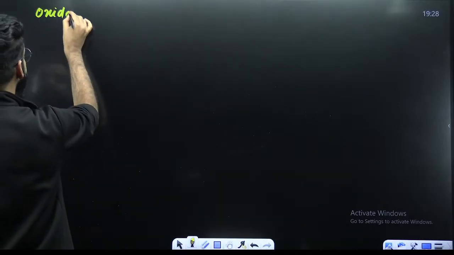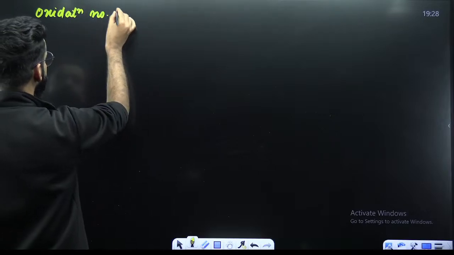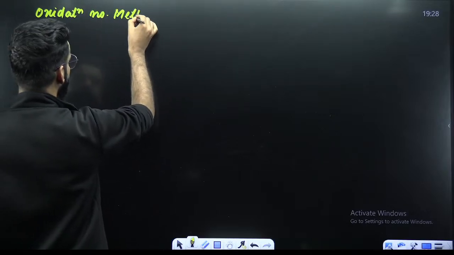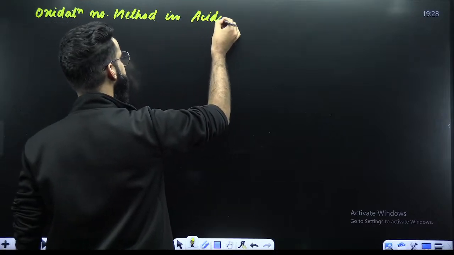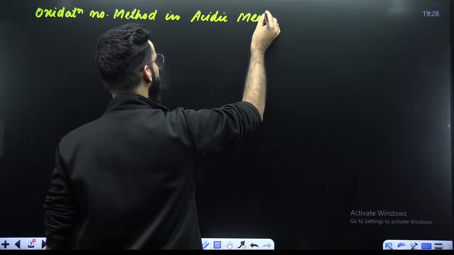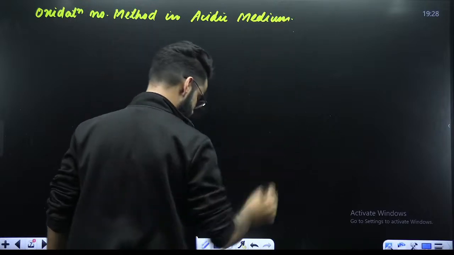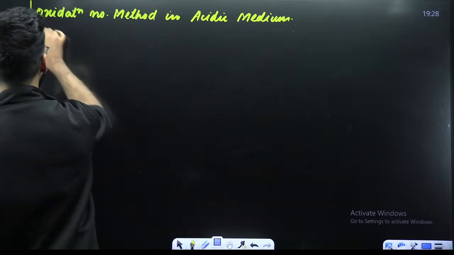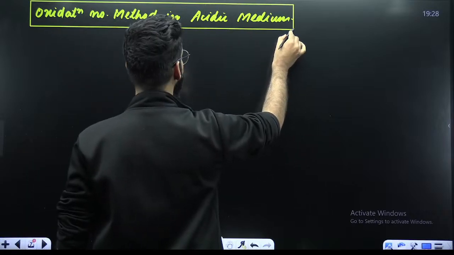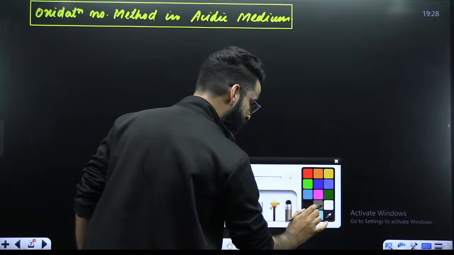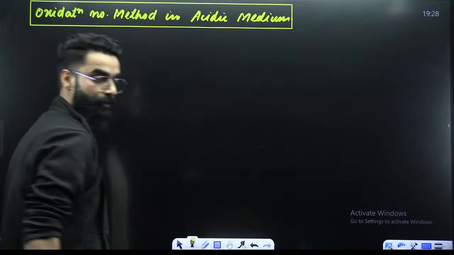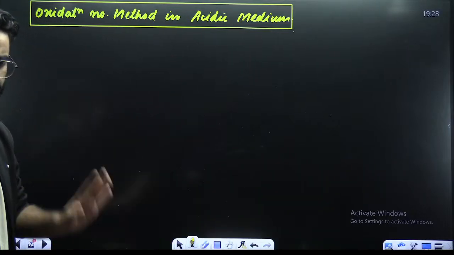Let me mark the heading over here as oxidation number method. Oxidation number method in which medium exactly? In acidic medium. Oxidation number method in acidic medium. See guys, have a look properly at what exactly I'm going to do now. Understand step by step what exactly I'm going to do.